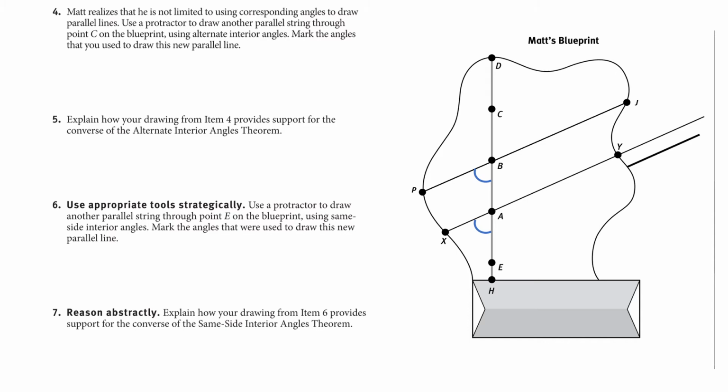Okay, so number 4. Matt realizes that he is not limited to just using corresponding angles to do these parallel lines. So we're going to use a protractor, again, to draw another parallel string through point C, this time on the blueprint, and this time we'll use alternate interior angles. Then we'll mark the angles that we used to draw this new line. So our two lines that we want to be parallel now will be the one that goes through C and then XY, okay? And we'll use the alternate interior angles formed by those. So I'll go ahead and draw my line.